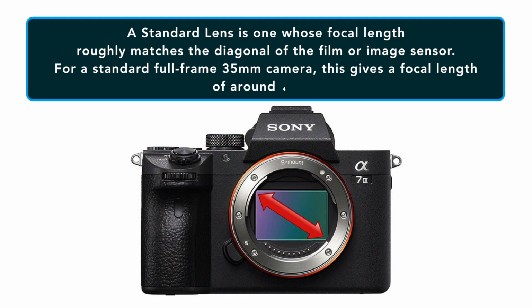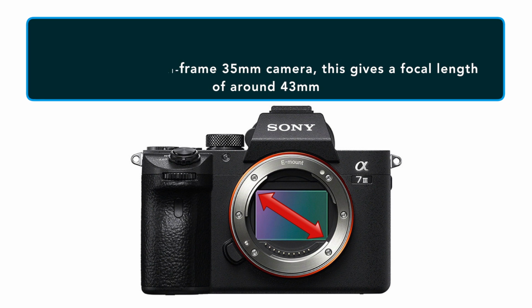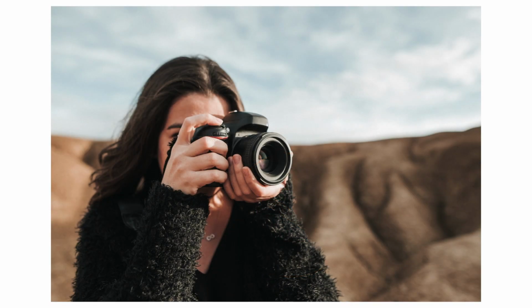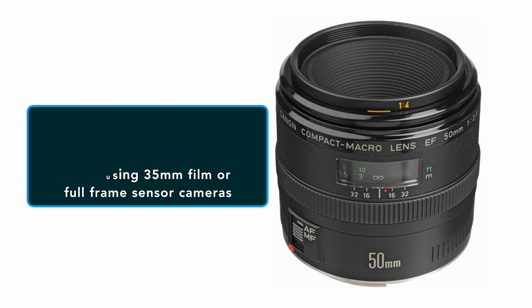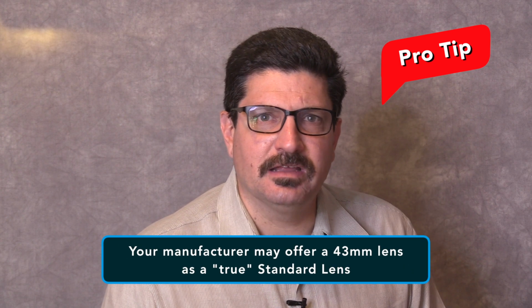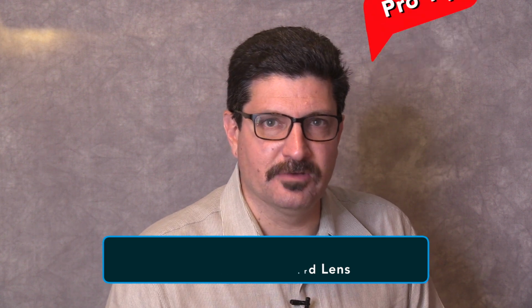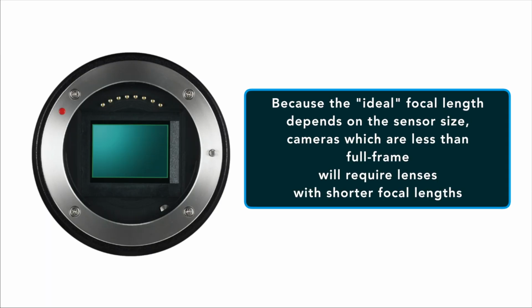The technical definition of a standard lens is one whose focal length roughly matches the diagonal of the film or image sensor. For standard full-frame 35mm cameras, this gives a focal length of around 43mm. In reality, the actual focal length chosen by manufacturers tends to be slightly longer than this. For a 35mm sensor, 50mm is the common standard lens, although some companies do sell lenses which are closer to the 43mm focal length.